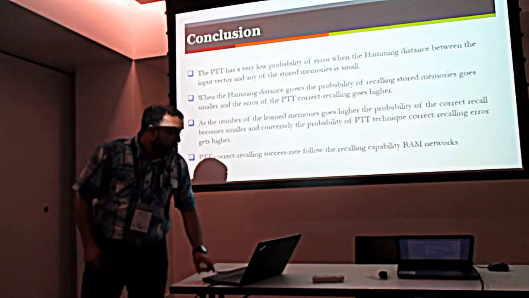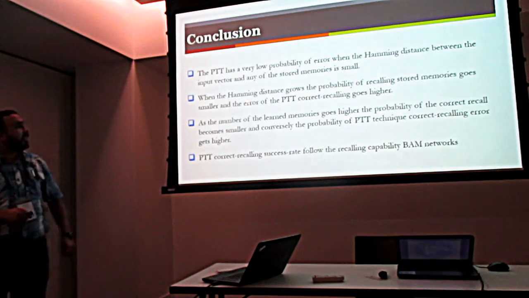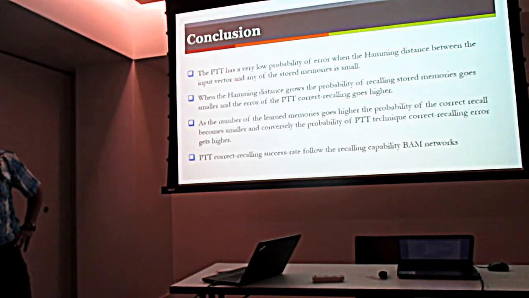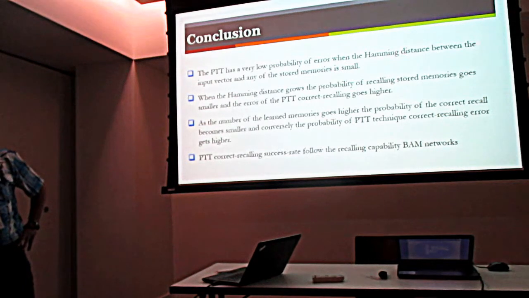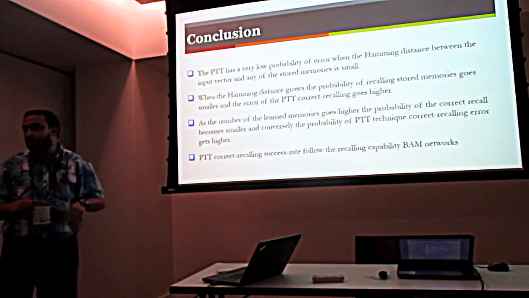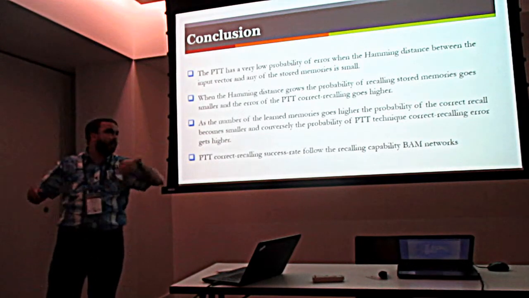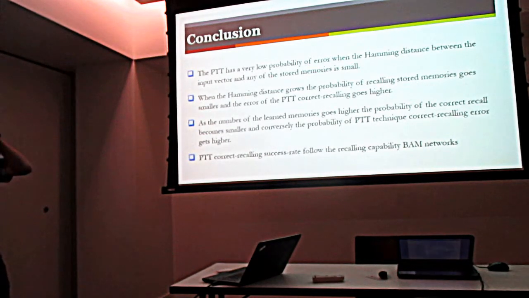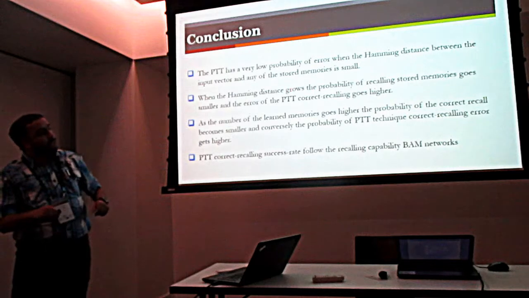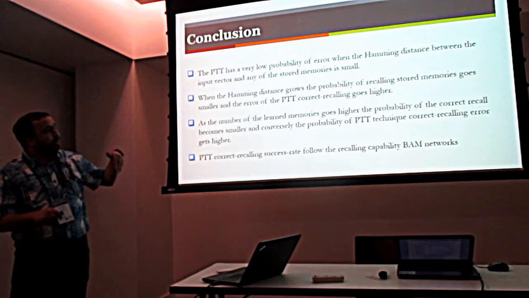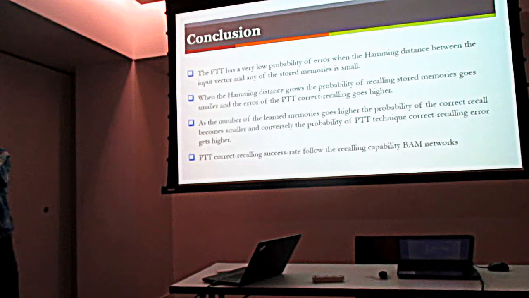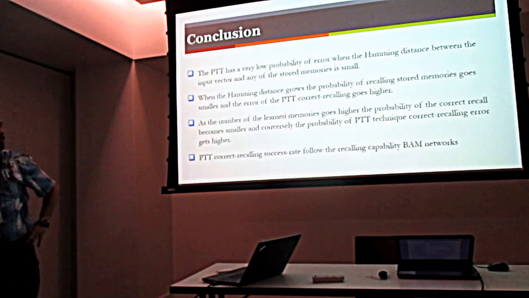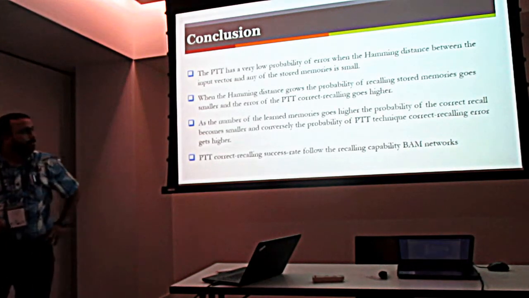In conclusion, this technique has a very low probability of error when the Hamming distance between the input vector and any of the stored memories or their inverse is small, as we said. As the Hamming distance increases, the recall goes down. That makes sense, it's very expected. When the Hamming distance grows higher, the recalling of stored images or memories is also smaller, and the error, of course, goes higher.